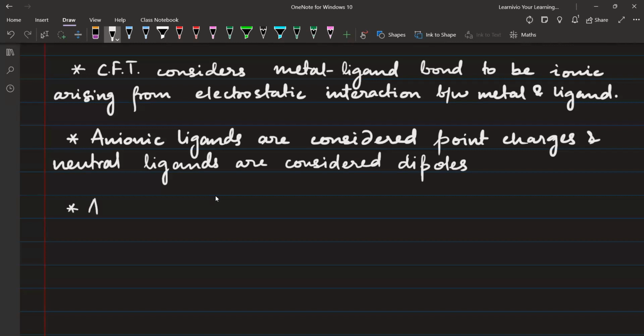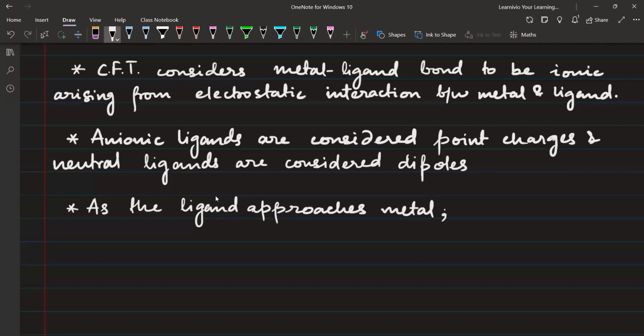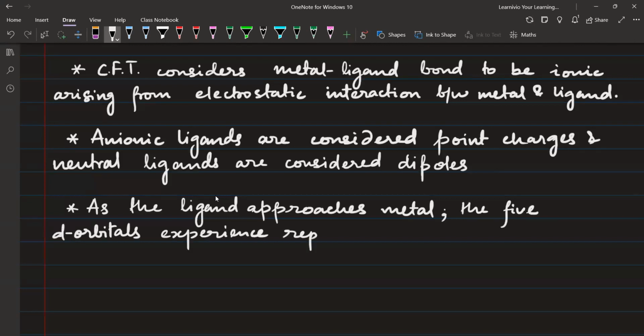Next point, as the ligand approaches the metal, the 5d orbitals experience repulsion and their energy increases.